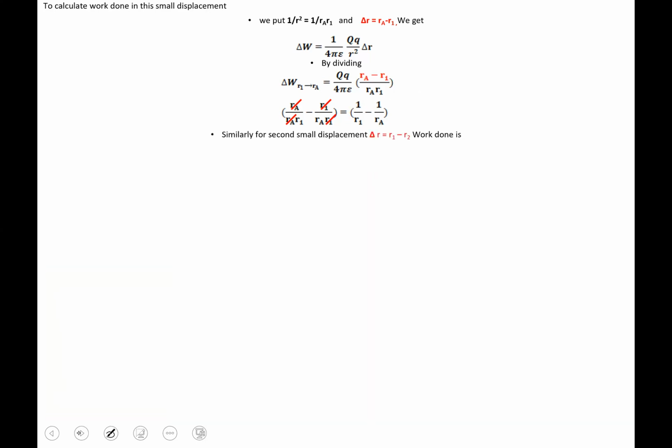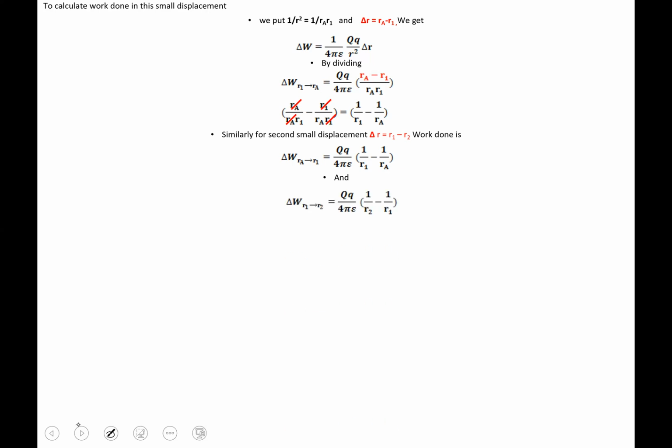We get similarly in the second displacement, which is going to be from 1 to 2. First it was from A to 1, now it is going to be from 1 to 2, and then from 2 to 3, and so on. The work done in that case can be represented as, in the first case, from A to 1, Q times q over 4 pi epsilon naught, 1 over r1 minus 1 over rA.